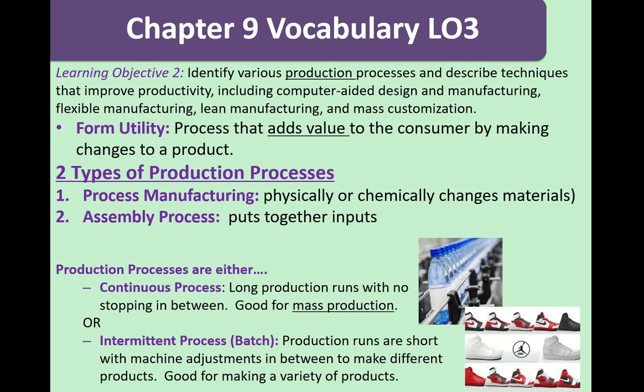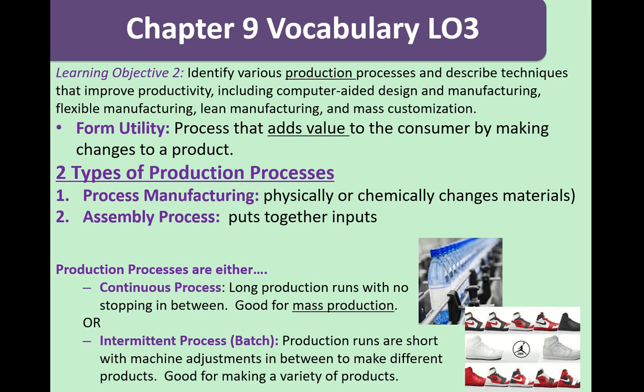There's the process manufacturing, where you're physically changing something. Kind of if you're a carpenter, you take a block of wood and you make it into a table. Or you're chemically changing materials. Maybe you're a baker and you take eggs, flour, and sugar, and you chemically change that into a cupcake. Or there's the assembly process, where you're just putting things together. That's kind of like your IKEA furniture. You're just assembling things together for people.